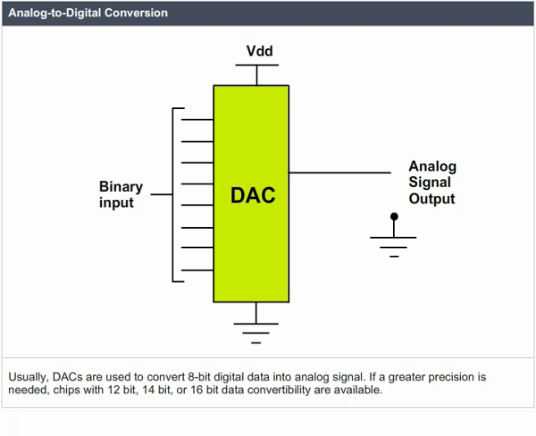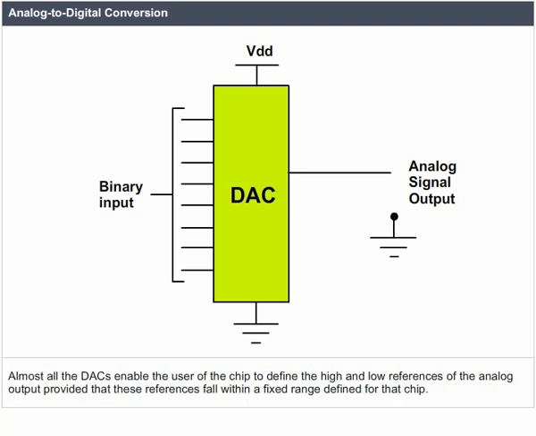Usually, DACs are used to convert 8-bit digital data into an analog signal. If greater precision is needed, chips with 12-bit, 14-bit, or 16-bit data convertibility are available. Almost all the DACs enable the user of the chip to define the high and low references of the analog output, provided that these references fall within a fixed range defined for that chip.